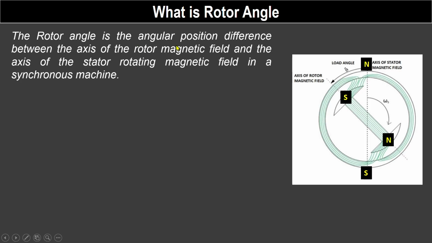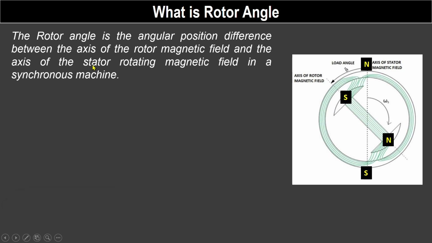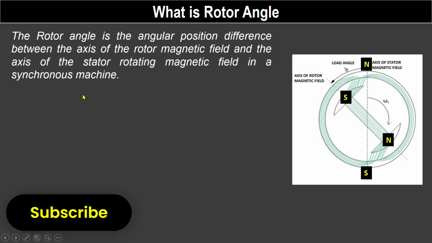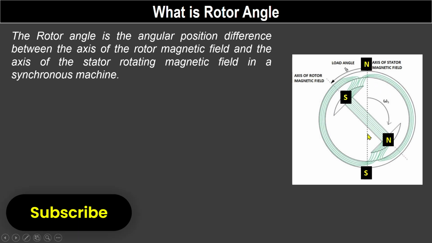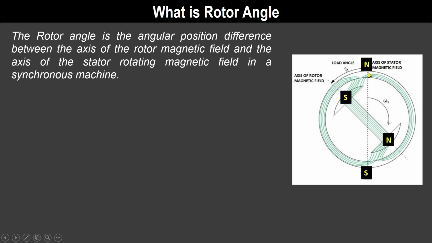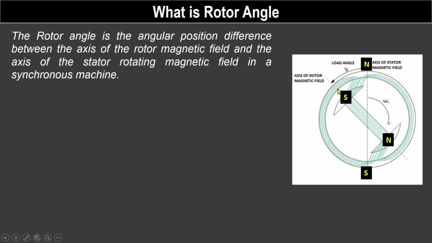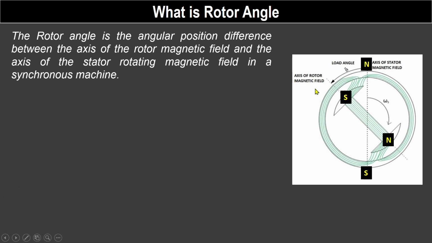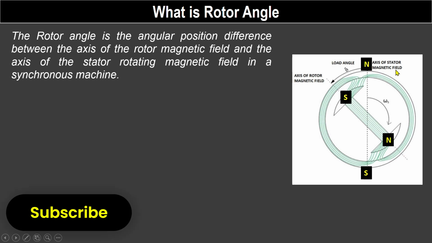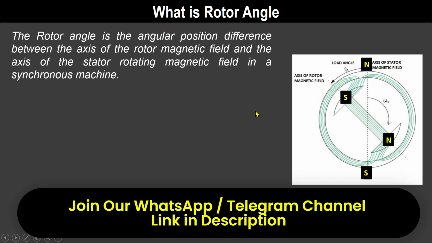The rotor angle is the angular position difference between the axis of the rotor magnetic field and the axis of the stator rotating magnetic field in a synchronous machine. You see, this is the stator and this is the rotor. This is the axis of the rotating magnetic field of the stator, and this is the axis of the rotating magnetic field of the rotor. The angular difference between these two axes is called the rotor angle.